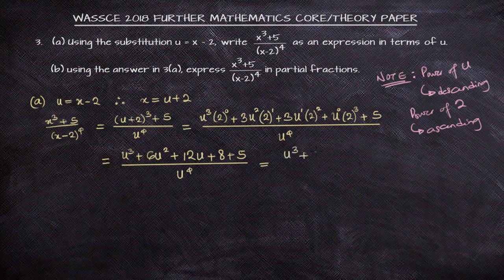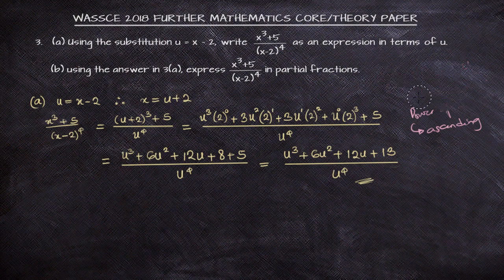Now this will give us u raised to power 3 plus 6u square plus 12u plus 8 plus 5 is 13, all divided by u raised to power 4. And like that, we have gotten the first question 3a that we are asked to find. We've expressed that expression in terms of u.